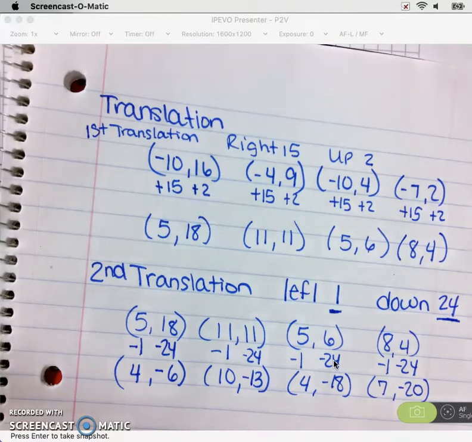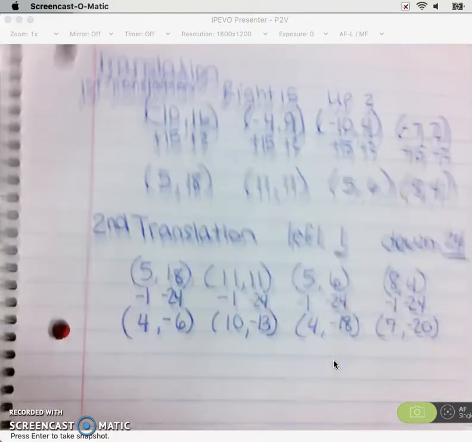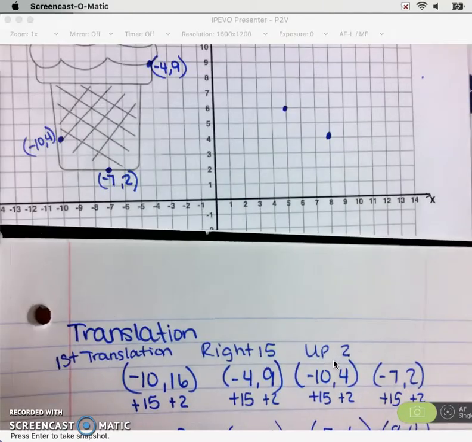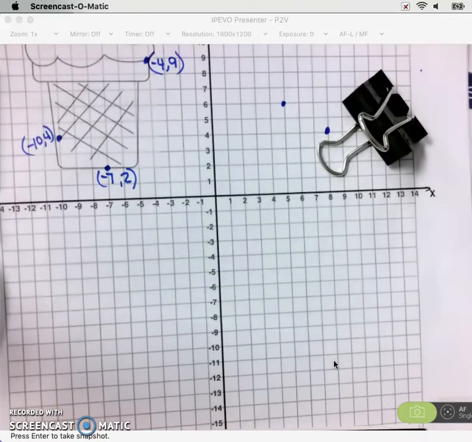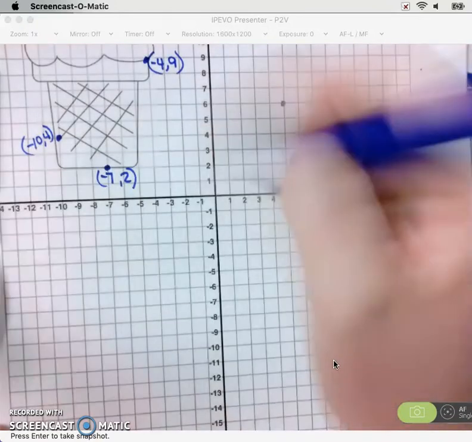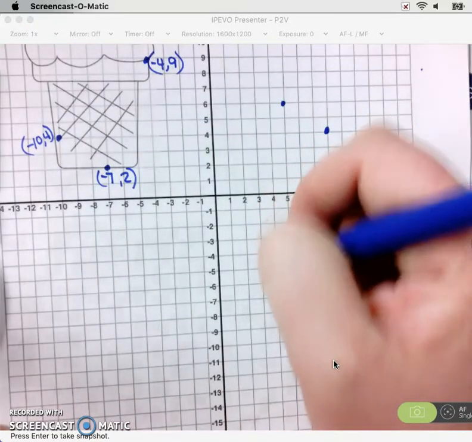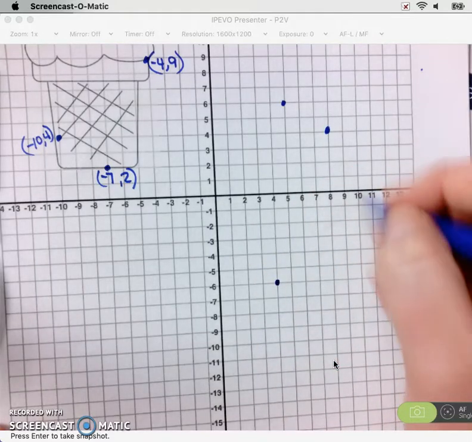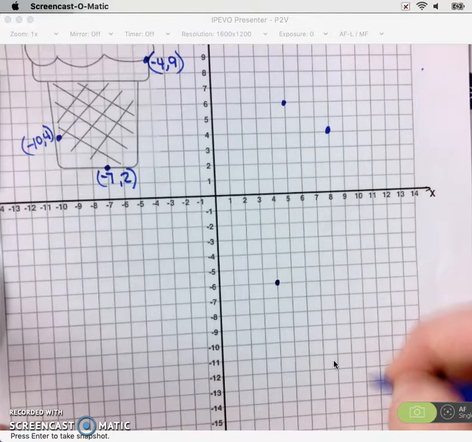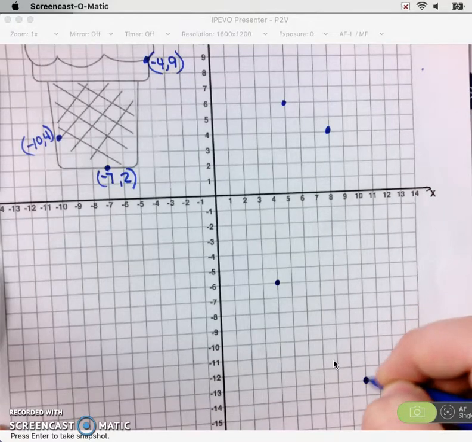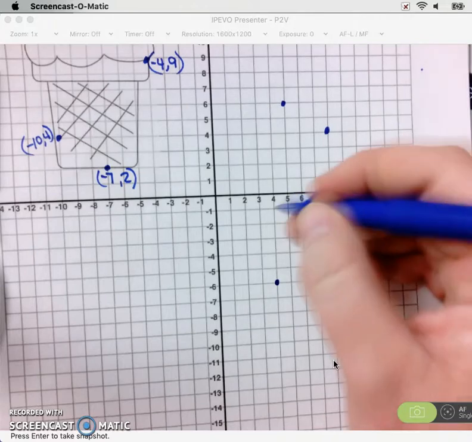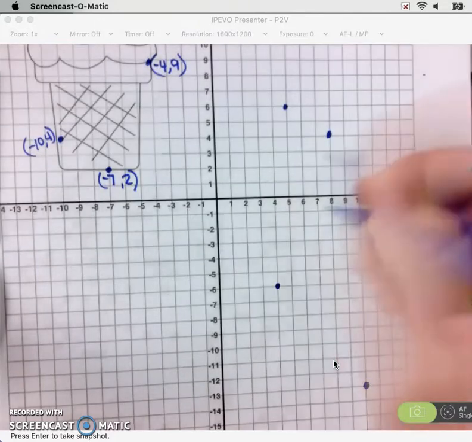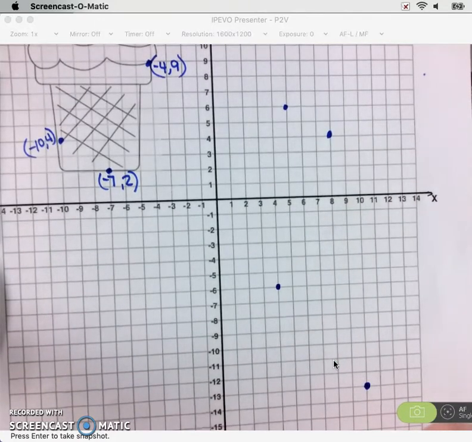Okay, and then I'm going to go and plot my points. So 4, -6, 10, -13. My new points. 4, -6. 10, -13. 4, negative 18. And 7, negative 20. Again, negative 20 is going to be a little bit off of my graph, but that's okay.